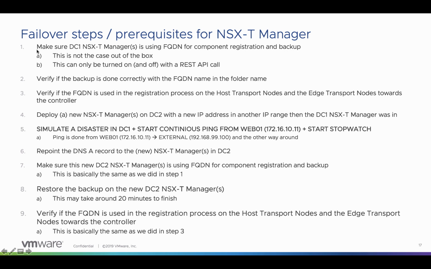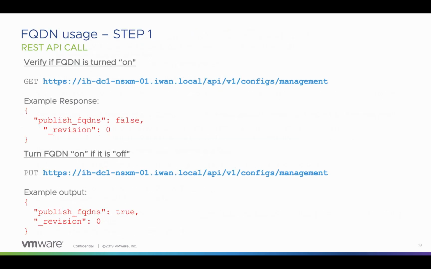We're at the first step at the moment. Step 1, make sure that the DC1 NSX-T manager is using the fully qualified domain name for the component registration and backup. We do this with a REST API call, and it looks like this. We need to verify if the FQDN is turned on. If it's turned on, you will get a true back. When it's turned off, you will get a false back, and you can turn it on by executing the PUT command with true here and sending it over. But let's see for now.